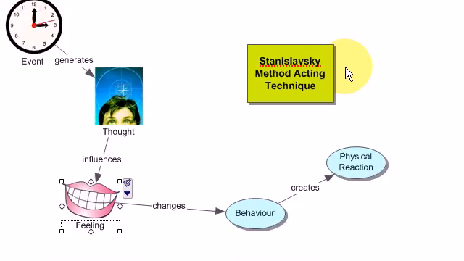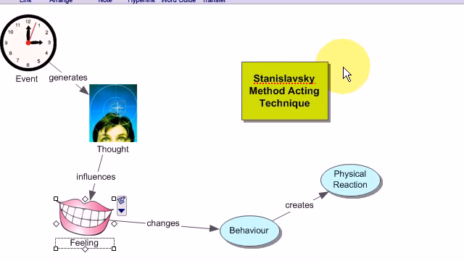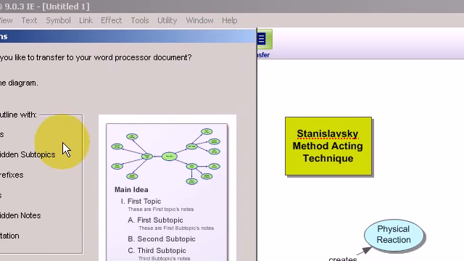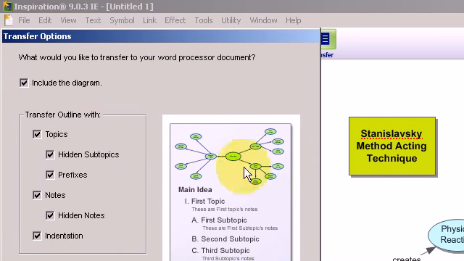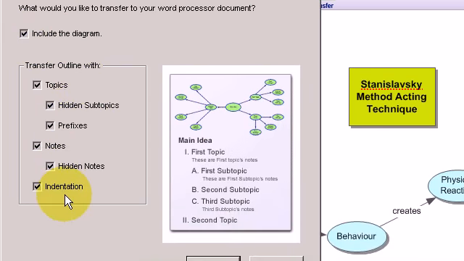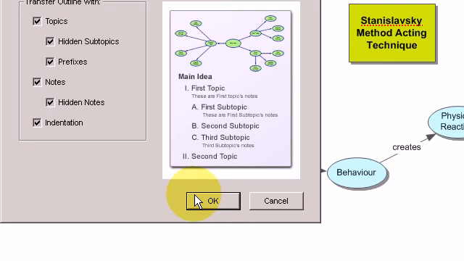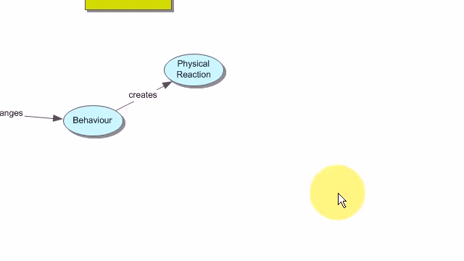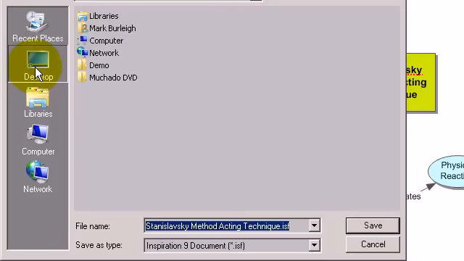Now if I want to export that or transfer it to a Word document, I simply go to press transfer. I can include the diagram, I can include the subtopics. So let's just try this. So I have to save my map first.